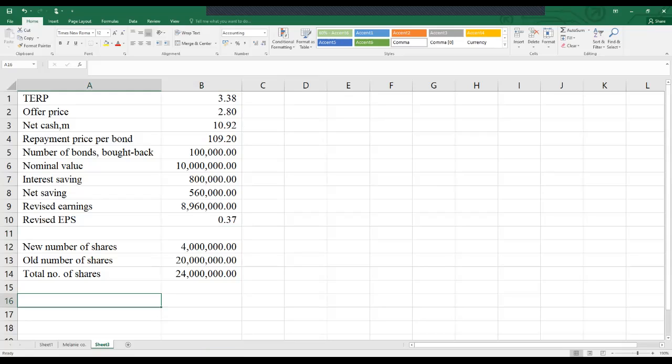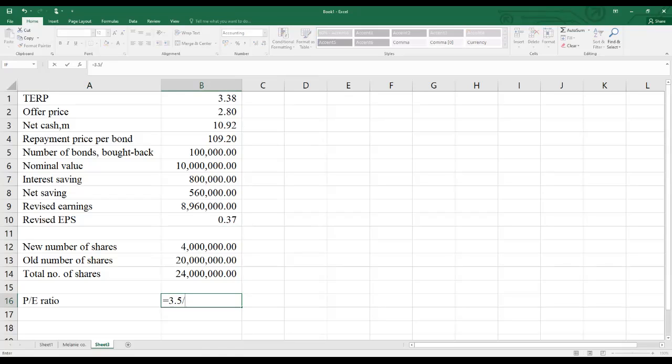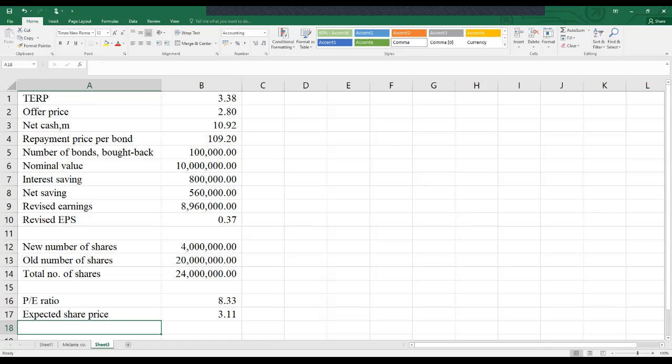Now we make an assumption that the company's price to earnings ratio will remain constant. Therefore the current PE ratio is the MPS of 3.5 divided by the current earnings per share, 0.42, and you get 8.33. To extract the share price after this investment has been done, we take the PE ratio times the revised earnings per share of 7 cents, and get 3.11 dollars.